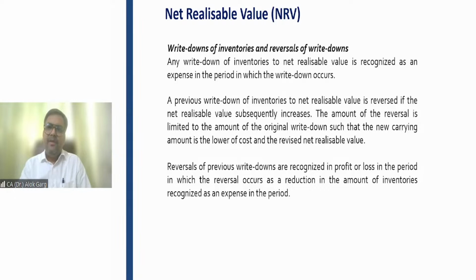Clear, friends? Cost or NRV, whichever is lower, is a conservative approach. Your NRV is 110, your cost is 100. What is lower? Cost is lower. You have to measure inventory at cost. If your cost is 100 and NRV is 90, NRV is lower. You have to measure inventory at NRV, and you have to book an impairment of 10. Yes, you are right. Same concept in AS 2 as well.